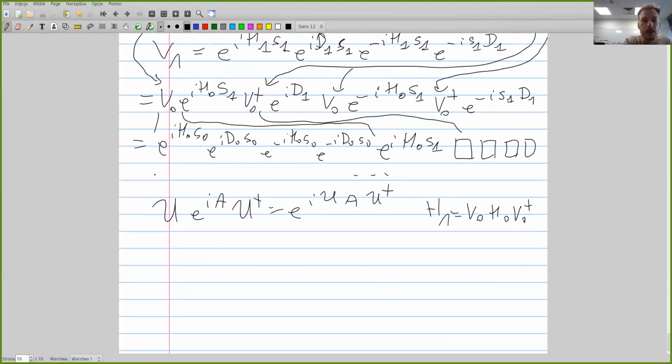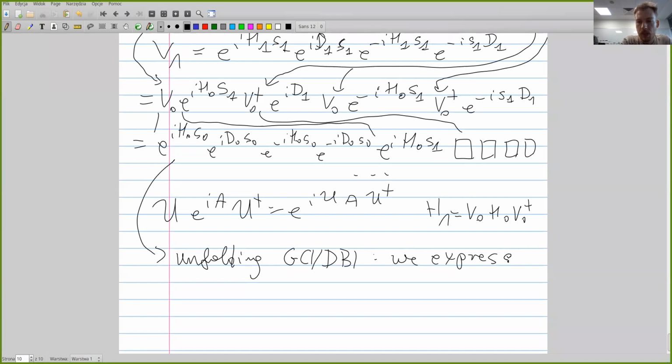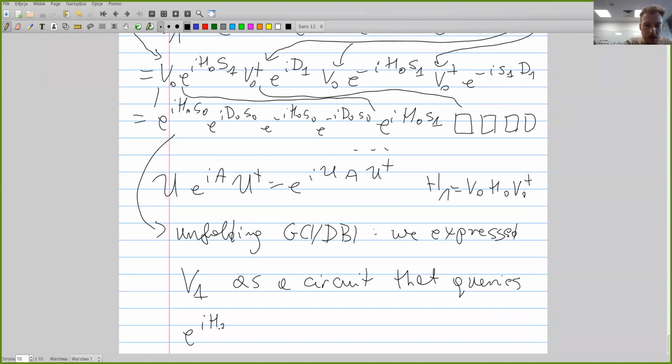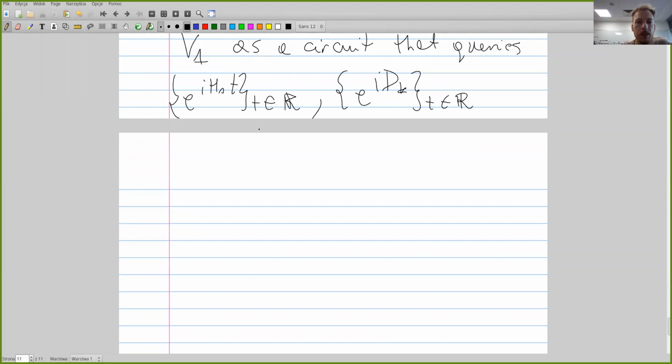Okay. So what I did now is unfolding the recursion, the GCI or DBI, because we expressed V1 as a circuit that queries, what does it query? It queries e to iH0 with some real time t, and it queries the diagonal operator evolutions, I write with k here. Can be D0 or D1. Okay. And with those two things, we did two recursion steps. Right? So now by induction, you just repeat inductively.